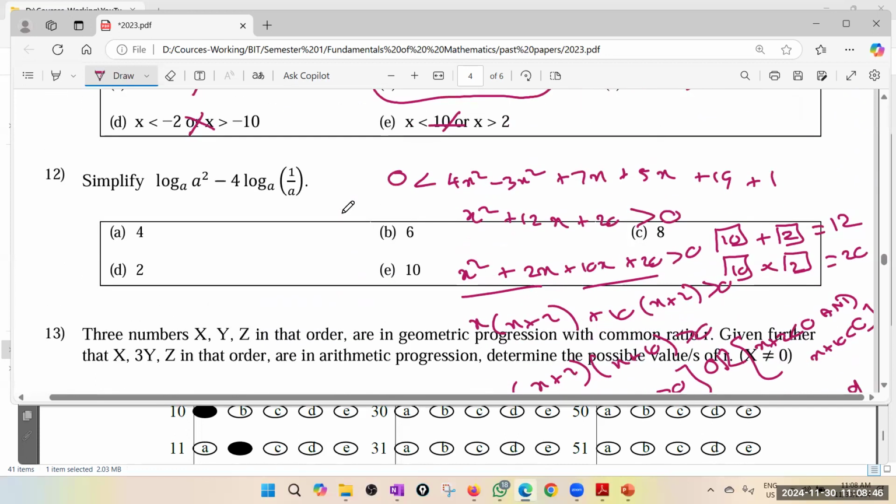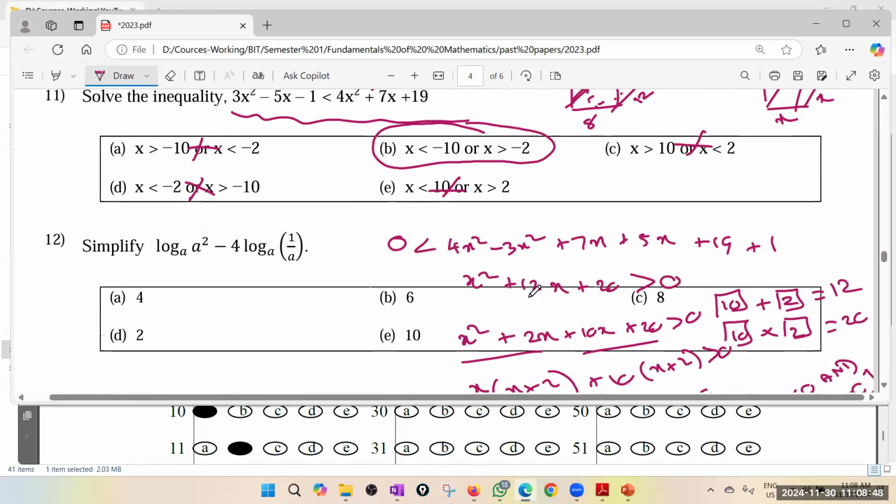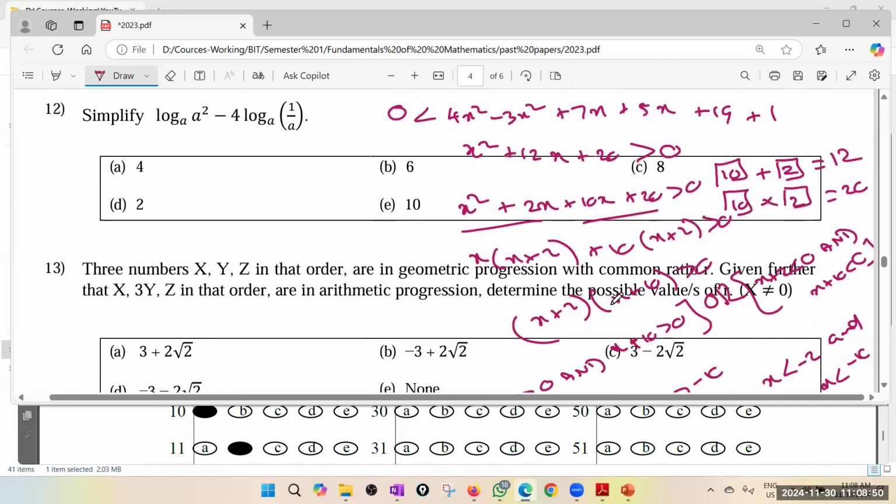So do you need any more explanation about that? So it's simply a quadratic equation, right? So just rely on your logical thinking. Don't do any illogical things.